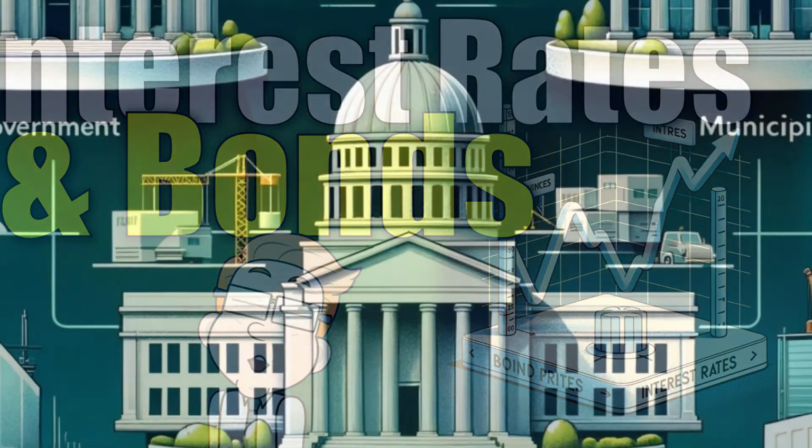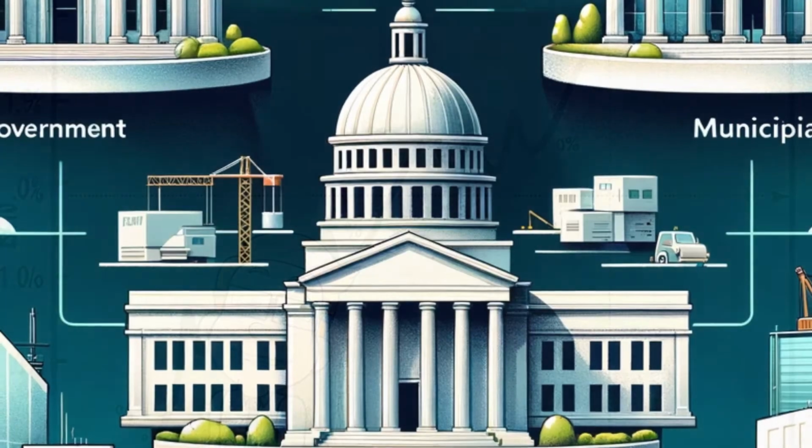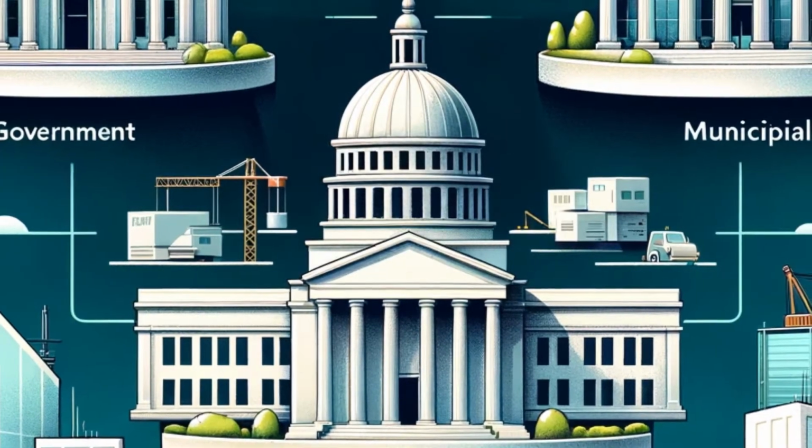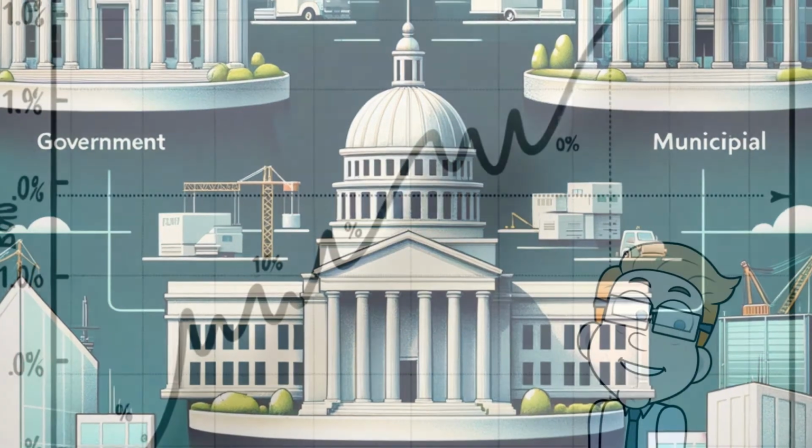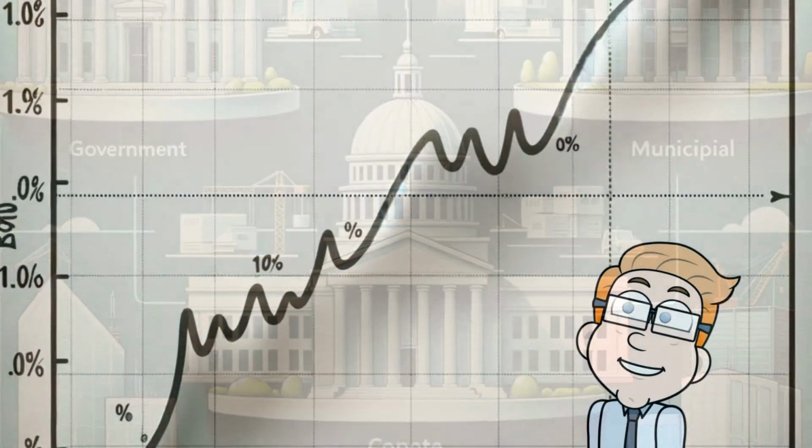A bond is essentially a loan you give to a corporation or government, and in return, they agree to pay back the loan amount on a specific date and make regular interest payments, known as coupons, until then.